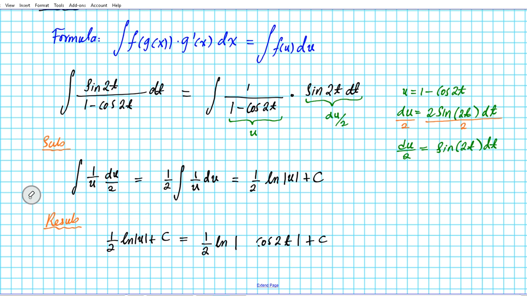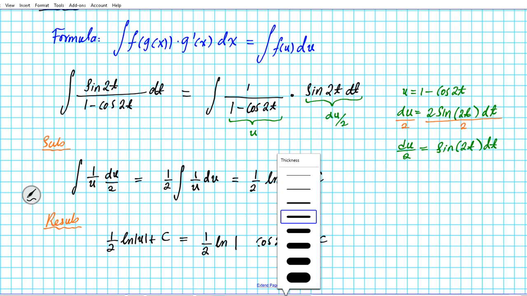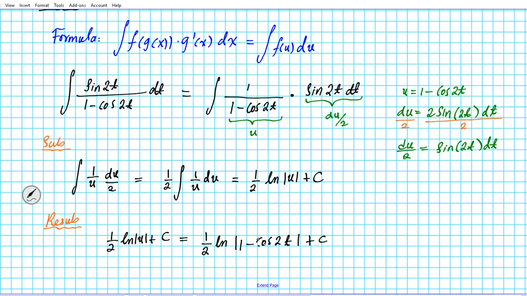Let's just write it again. Final answer for the problem is 1/2 times the natural logarithm of the absolute value of 1 minus cosine 2t. Alright, so there goes the final answer for question number 3 on how to use the u substitution to carry out the integration process. Alright, we have a question for you on this problem.